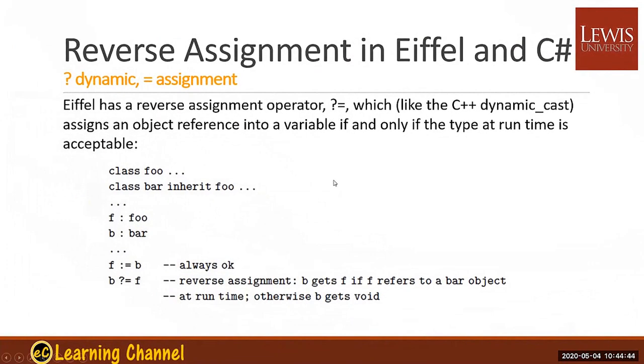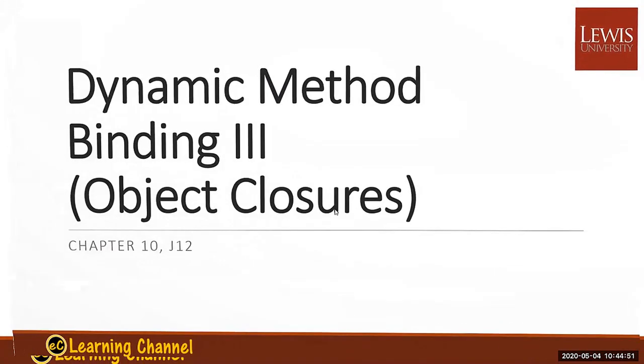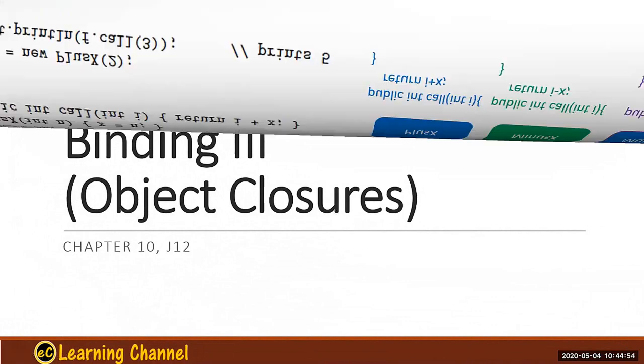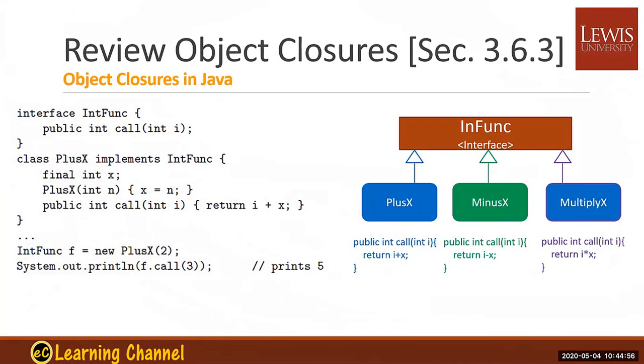Reverse assignment in Alpha and C#. Okay, this one I pass. This one actually I don't think it's important. Okay, next one, function closure. Function closure is this one we have.